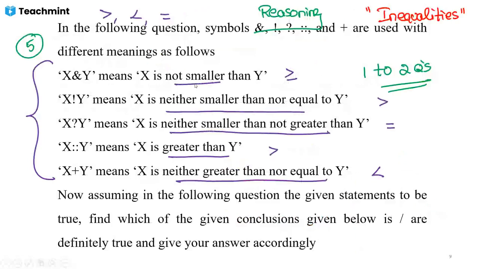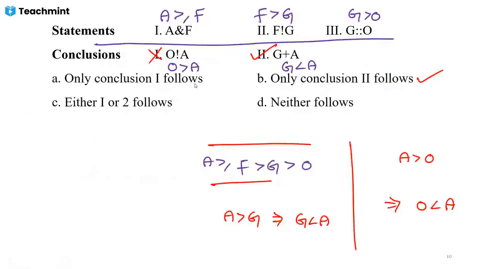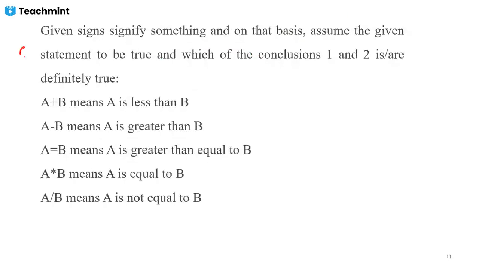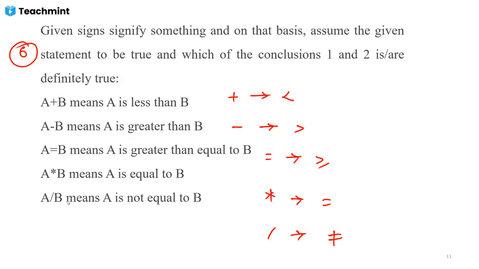Right. Now see the next question. This is also the same concept, inequalities, one more example. Here they gave it directly: plus means less than, minus means greater than, the equal symbol is either greater than or equal to, and star is nothing but equal. This is not equal. Now many people will have a doubt: sir, for this not-equal symbol, can we take greater or less? Yes, not equal means it may be greater than or less than, but how to consider it, sir?